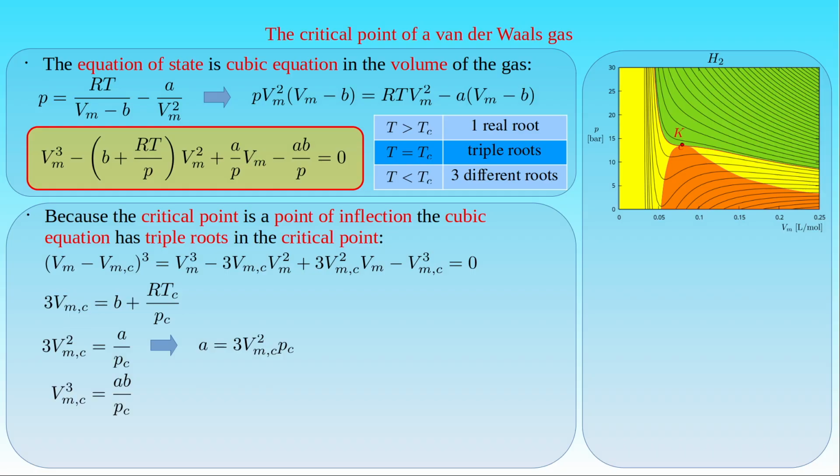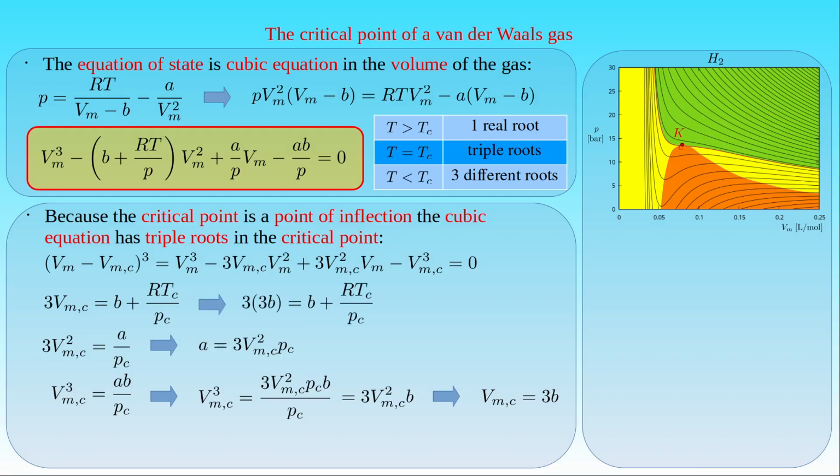If we substitute this result into the third relation, we can write the cube of Vmc as 3 times Vmc squared times Pc times B, over Pc, that is 3 times Vmc squared times B. Then we express the critical volume Vmc as 3 times the volume correction constant B again. By inserting this formula into the first relation and solving it for Tc, we obtain the ratio of 8 times A over 27 times R times B, as expected.